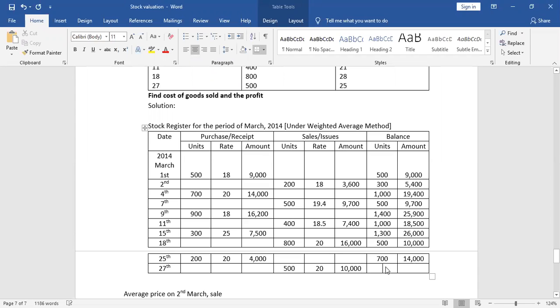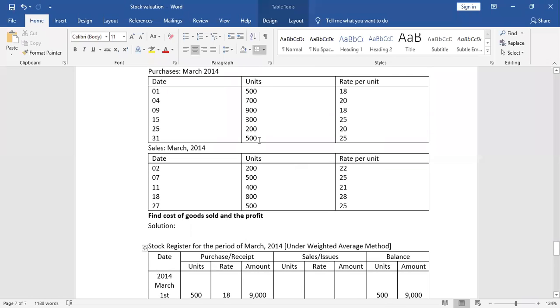So 700 में 500 units sell कर दिया. So how much is left with us? 200. 14,000 में 10,000 sold कर दिया. So how much is left? 4,000. Now next, our last transaction after 27 is 31st March.